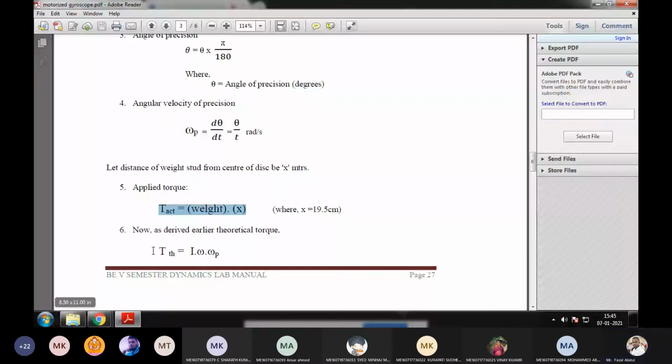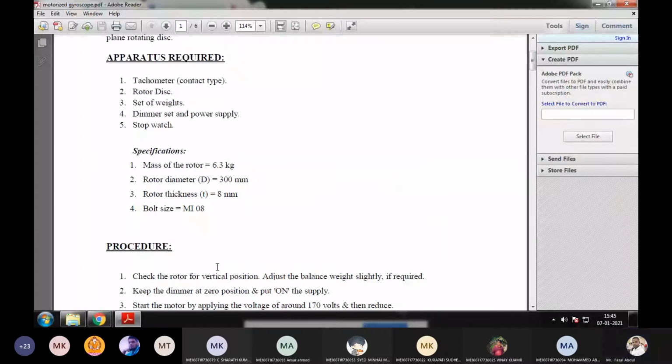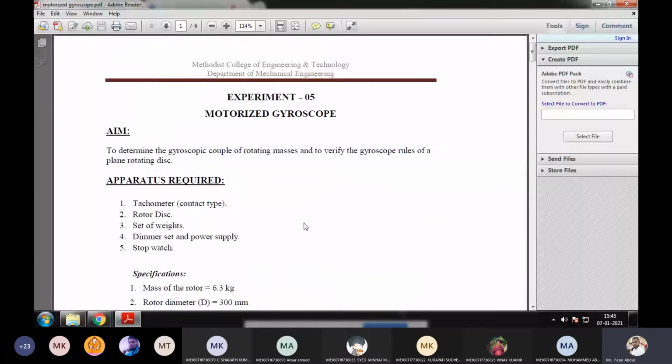So here we are determining the gyroscopic couple of rotating masses and verifying it with the gyroscopic law of a planar rotating disk. Just see, I'm showing the setup.